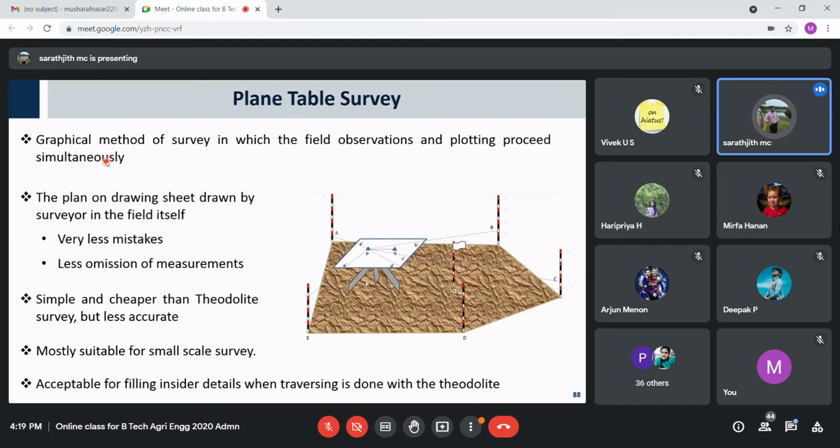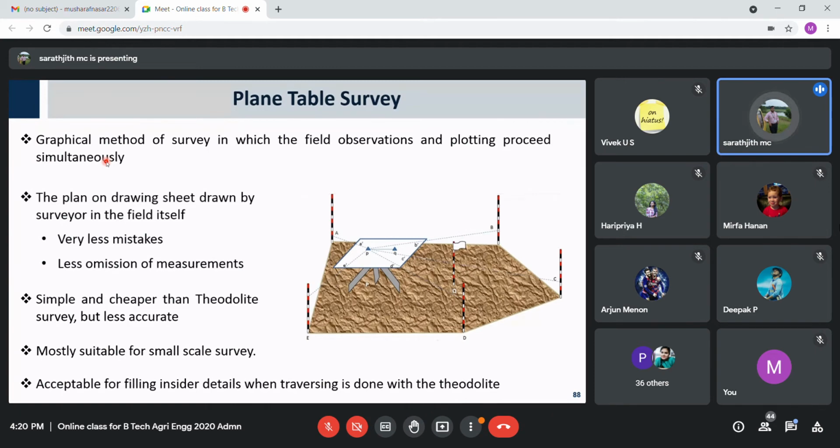I think this question has been asked in one of the question papers I have seen. They have asked which survey method can do both the plotting and measurement together. So that is plane table surveying.